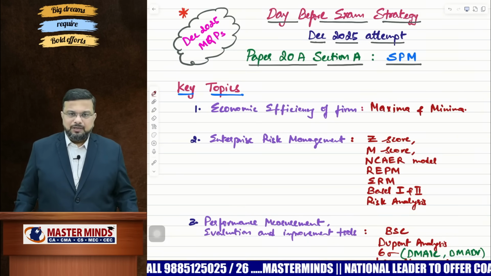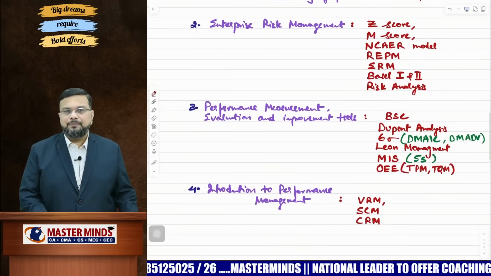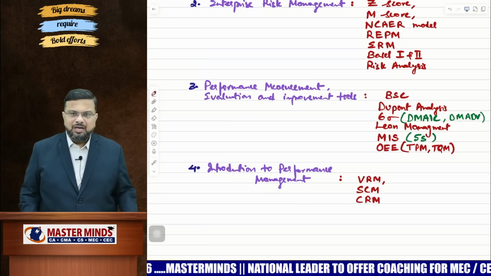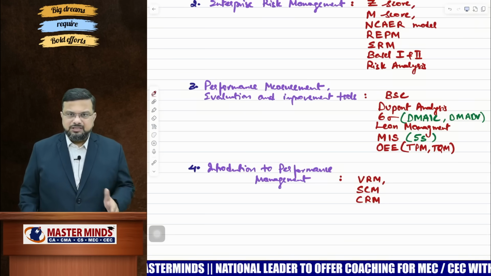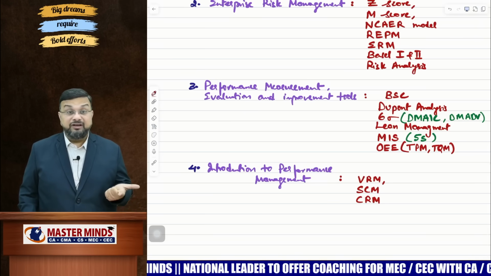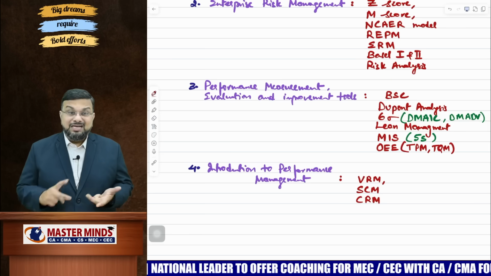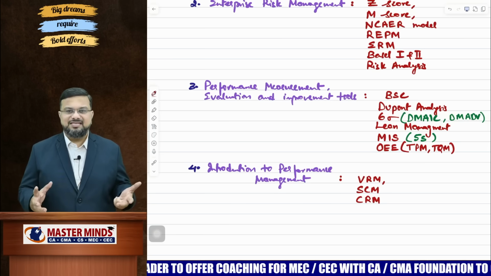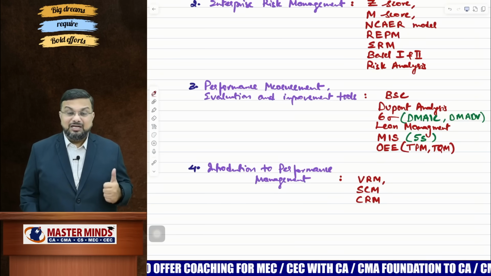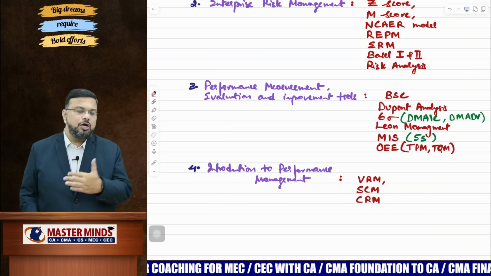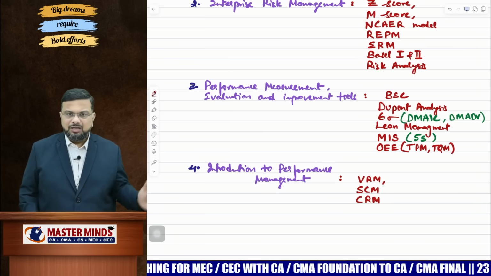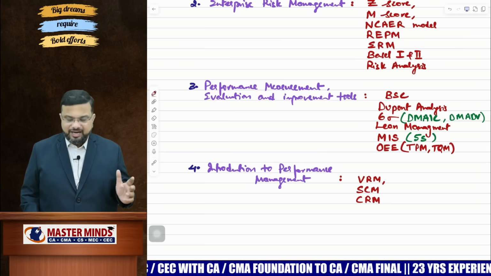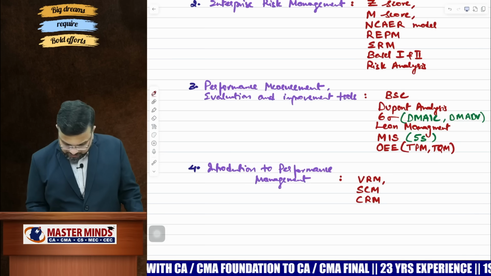Once these two are completed, then comes the next chapter, that is performance measurement, evaluation and improvement tools. In this, please go through these topics: balanced scorecard, DuPont analysis, which is very important from the problem point of view, and Six Sigma, in which you have two ways of defining it, DMAIC and DMADV. Those who have gone through it will understand what I'm talking about. Then lean management, and when it comes to lean management, you have 5S. Let me mention that one here.